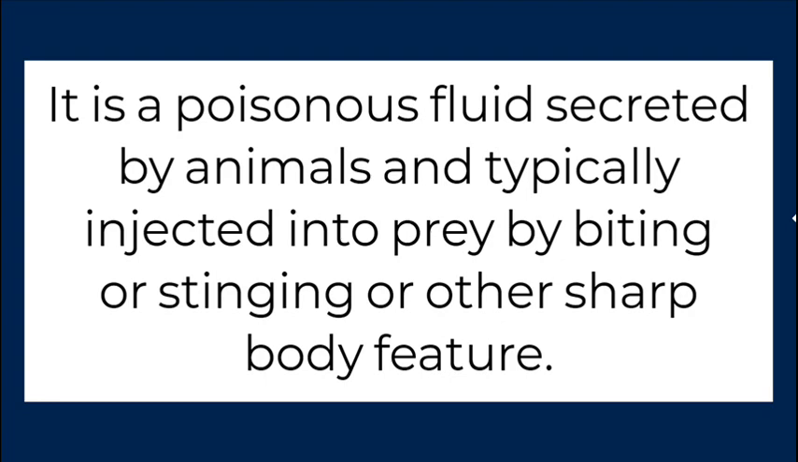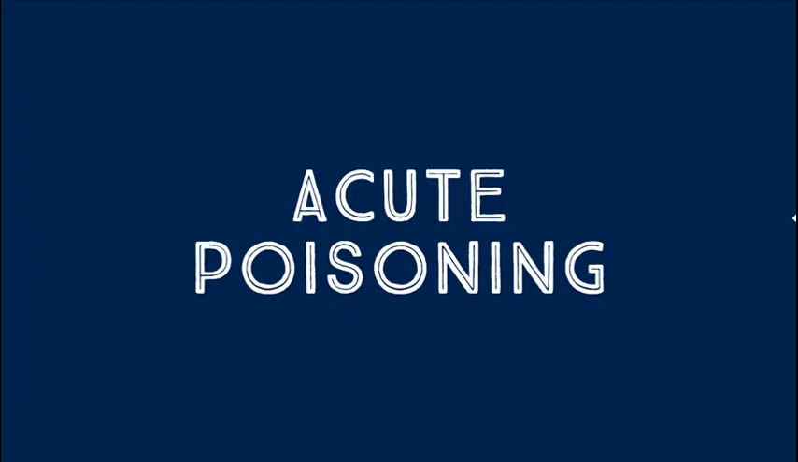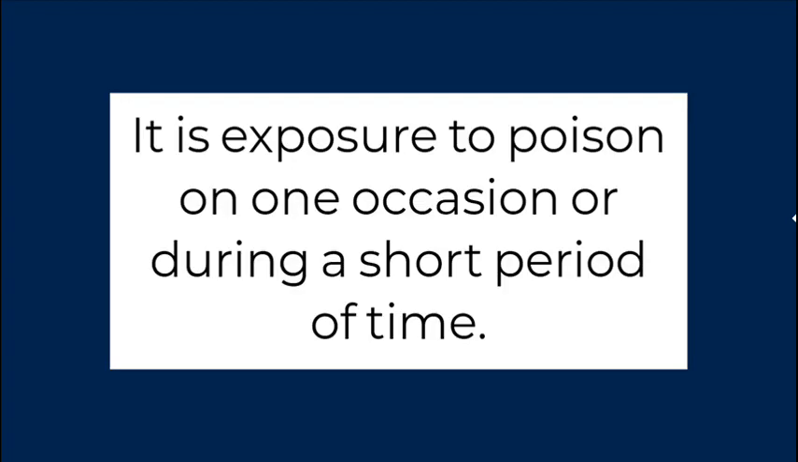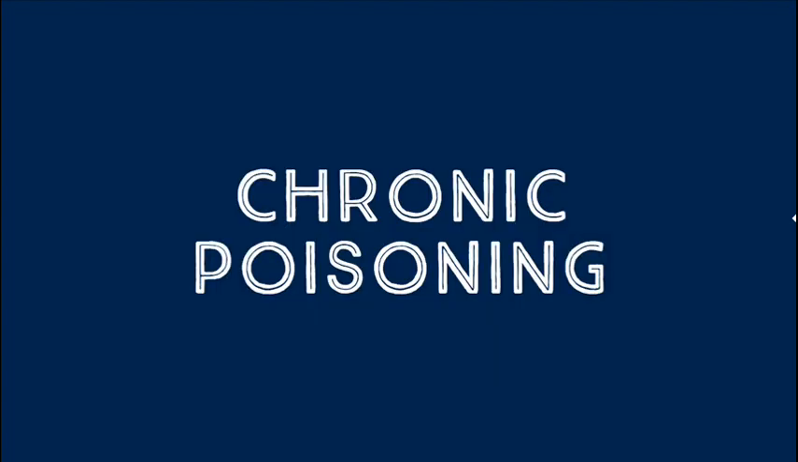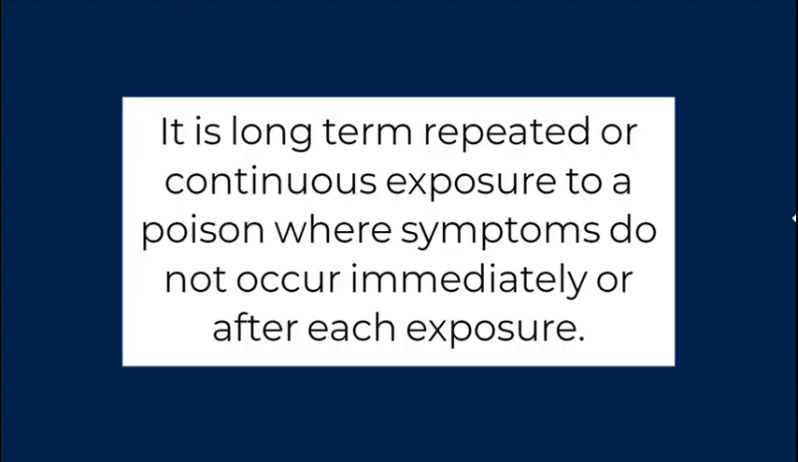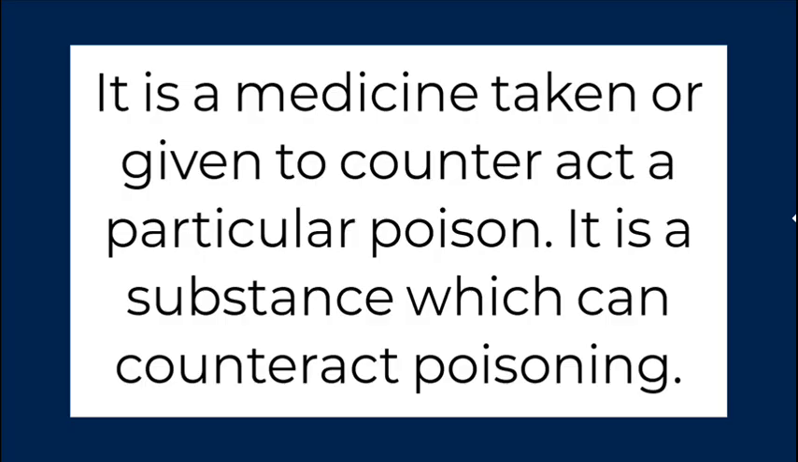Venom. It is a poisonous fluid secreted by animals and typically injected into prey by biting or stinging or other sharp body feature. Acute poisoning. It is exposure to poison on one occasion or during a short period of time. Chronic poisoning. It is long-term repeated or continuous exposure to a poison where symptoms do not occur immediately or after each exposure. Antidote. It is a medicine taken or given to counteract a particular poison. It is a substance which can counteract poisoning.